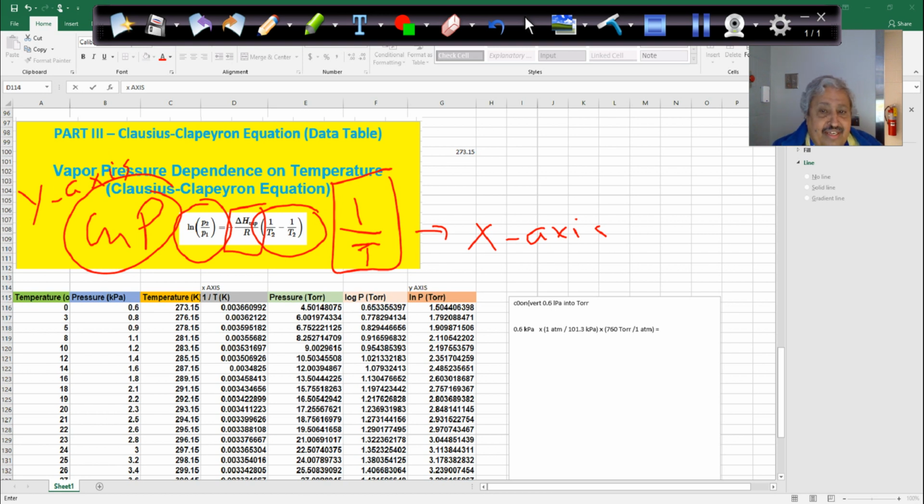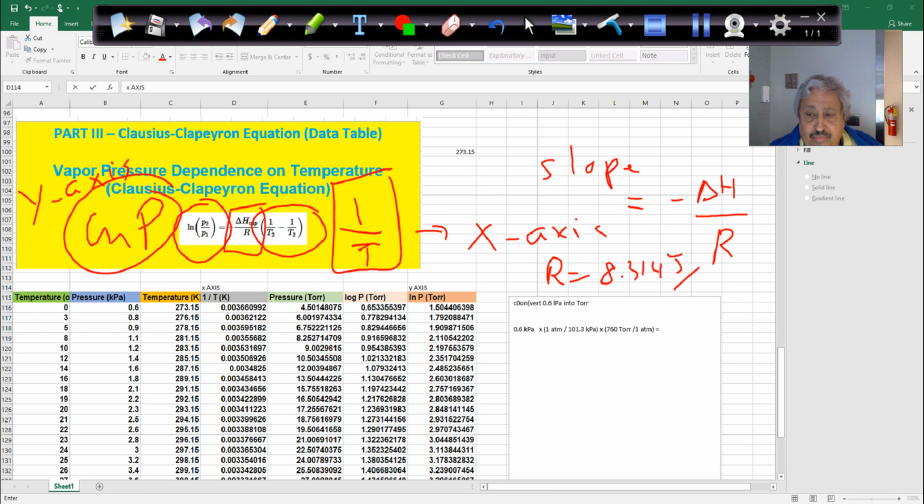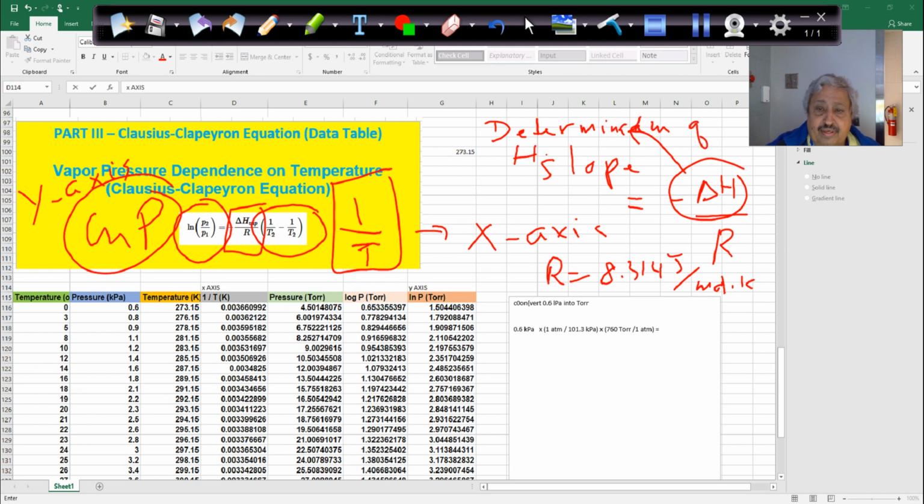So the slope will be minus delta H divided by R. R is the gas constant, 8.314 joule per mole Kelvin. So what can I determine? I can determine the enthalpy, the heat of vaporization, here in this case. Correct, guys? So that's the whole idea.